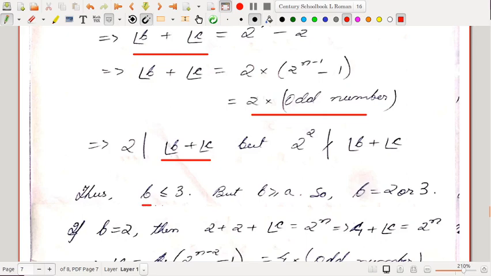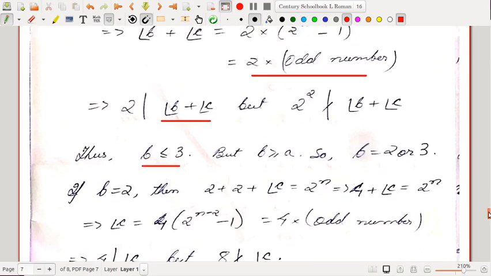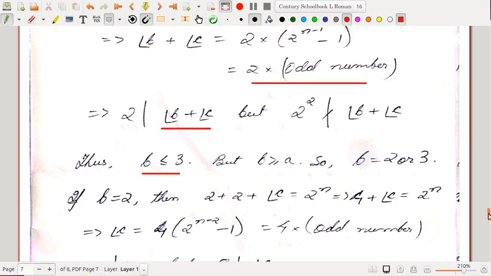That means B has to be less than or equal to 3. Because if B is greater than 3, B will be at least 4. So in that case 4 will divide this number, factorial B plus factorial C, but that is not allowed, right? So B has to be less than or equal to 3. But already it is given that B is greater than or equal to A. So B has to be 2 or 3.